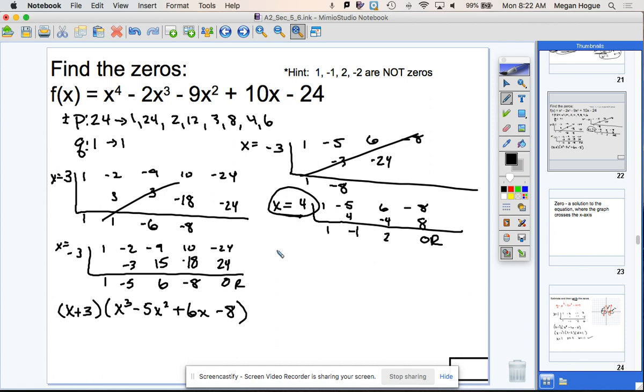So I've got this new factor, x minus 4. I got to bring this one over. Don't lose that. x plus 3. Then I've got x squared minus x plus 2. Then guess what? It doesn't factor.